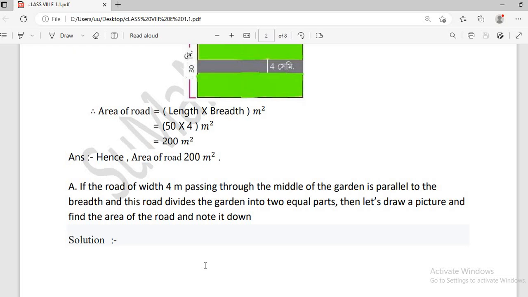If the road of width 4 meter passing through the middle of the garden is parallel to the breadth, and this road divides the garden into two equal parts, then let's draw a picture, find the area of the road and note it down.